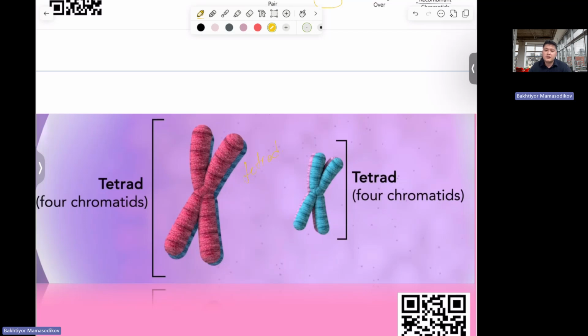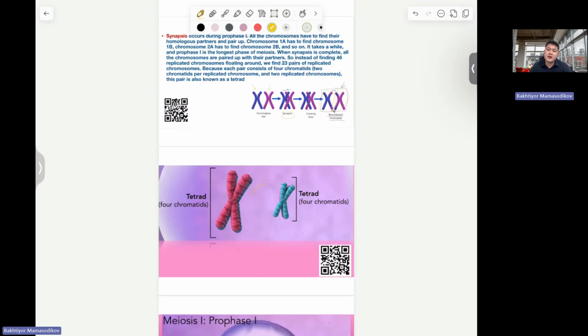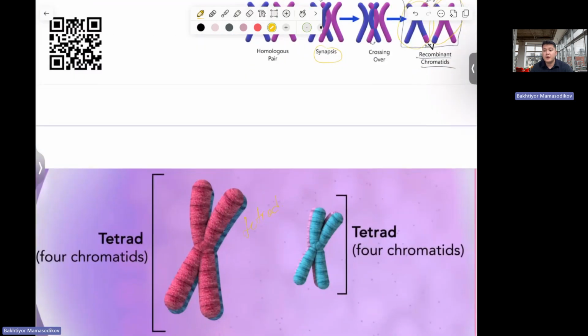So what's the medical relevance? Defective synapses leads to infertility if homologous chromosomes fail to pair up. If they fail to pair up, gametes may have abnormal chromosomes. And crossing over errors lead to chromosomal disorders. Improper recombination causes translocations and duplications. That's why it's really important to know.